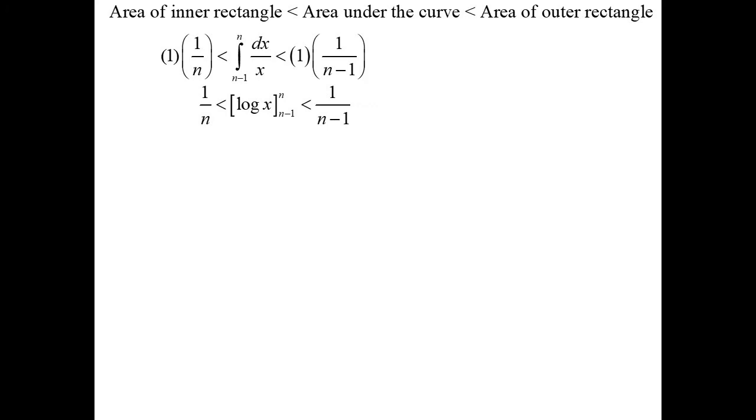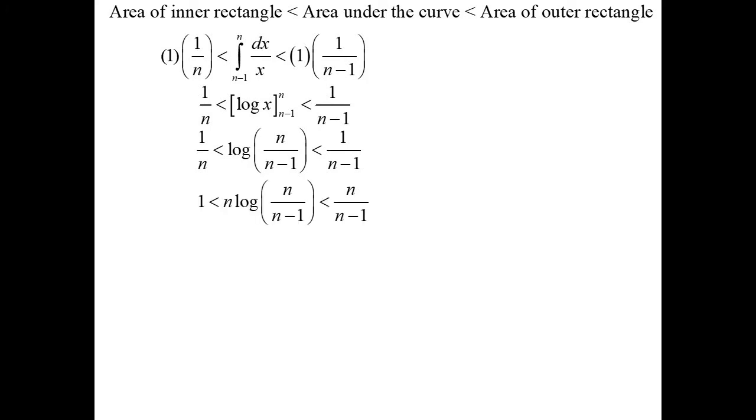The inner rectangle, well, the width is, I think it was 1, wasn't it? And then the height would be the function value, so that's 1 over n. And on the right-hand side, the outer rectangle, the width was also 1, but the height would be 1 over n minus 1. And in the middle, it would be whatever that integral turns out to be. So let's work it out. Again, we've got a log function, so I can sub into the log function. I now have 1 on n is less than the log of n on n minus 1, which is less than 1 on n minus 1. I'm looking at what the answer is, and I want to play around with it a bit.